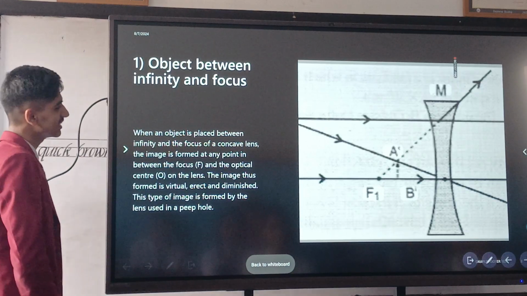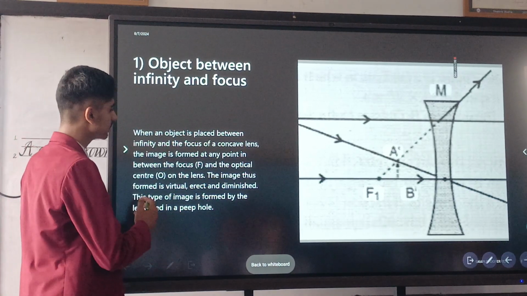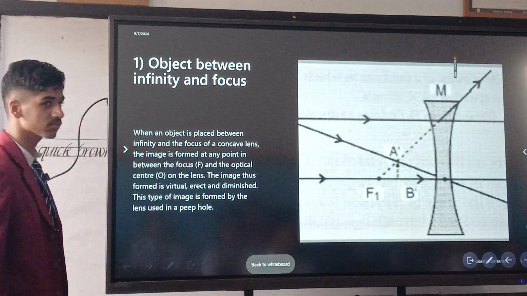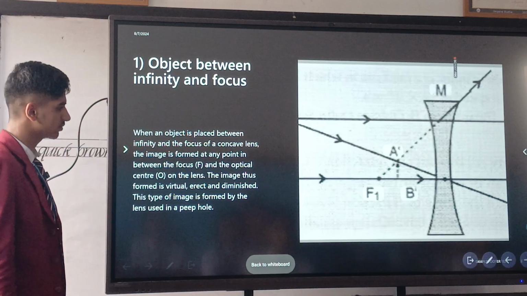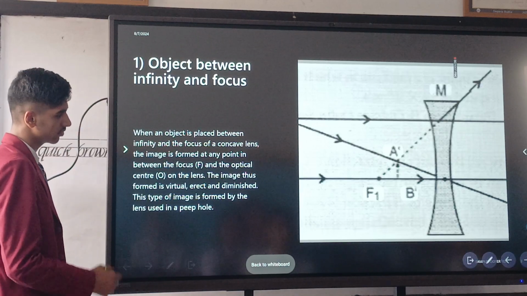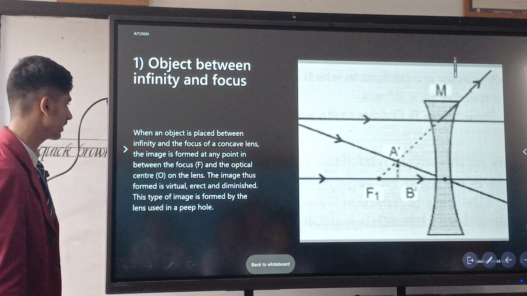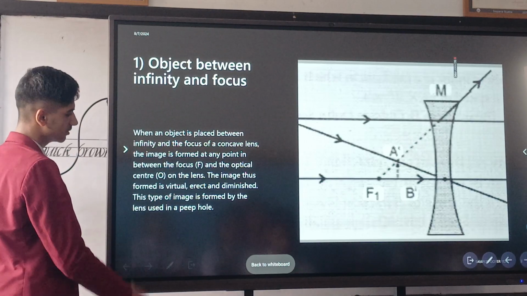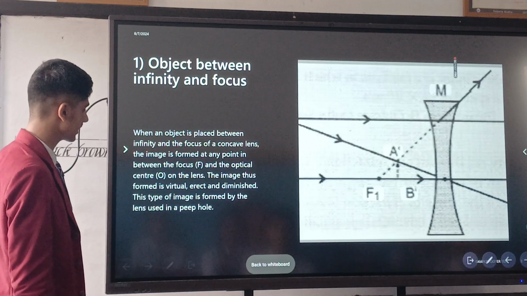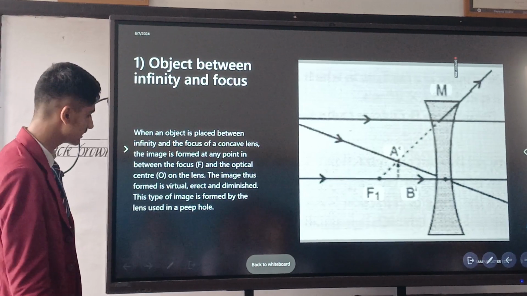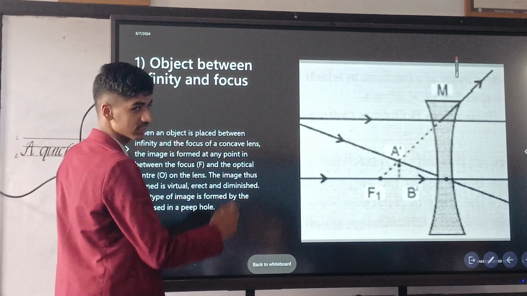Object between infinity and focus. When an object is placed between infinity and the focus of a concave lens, the image is formed at a point in between the focus F and the optical center O of the lens. The image thus formed is virtual, erect and diminished. This type of image is formed by the lens used in a peephole, as you can see in the figure.